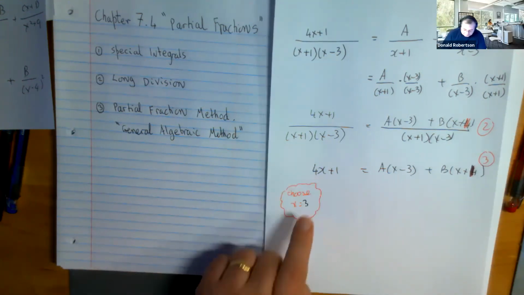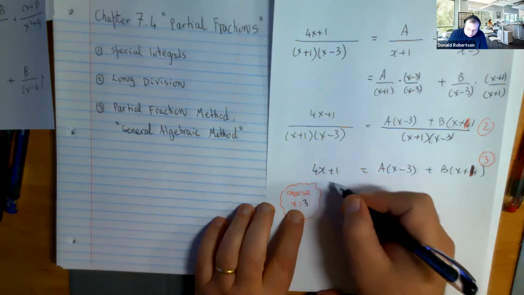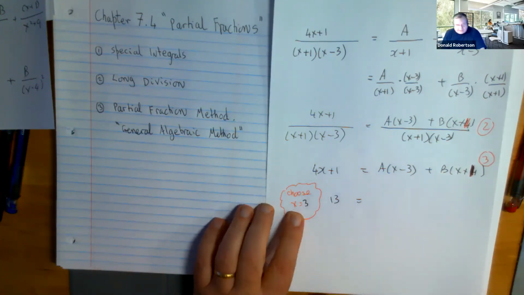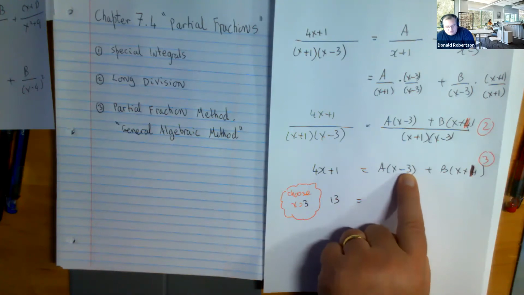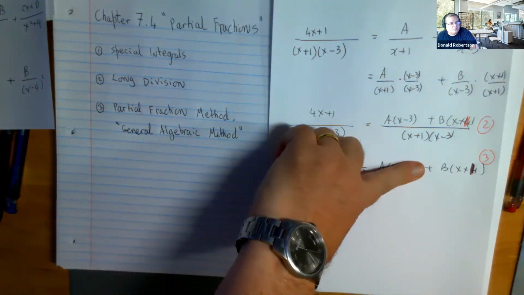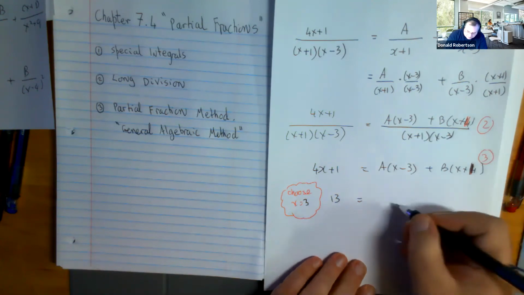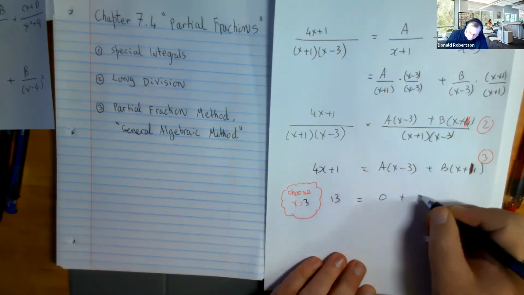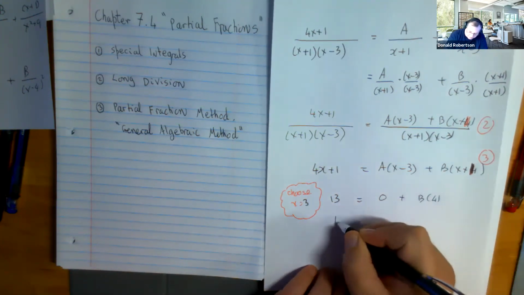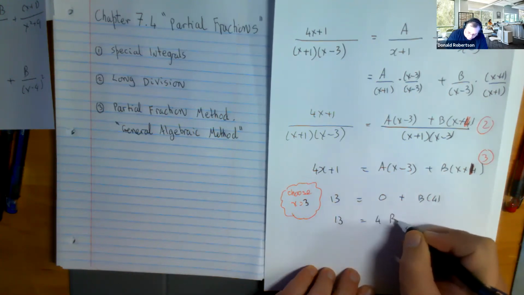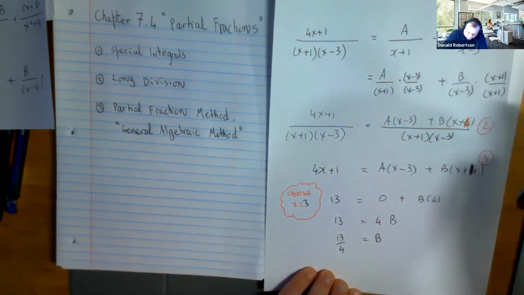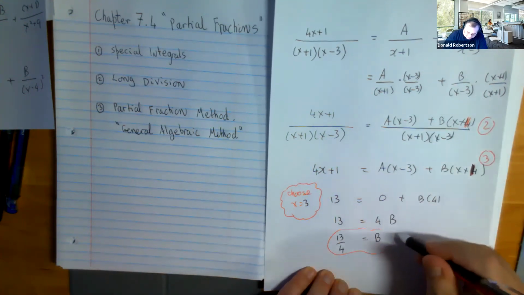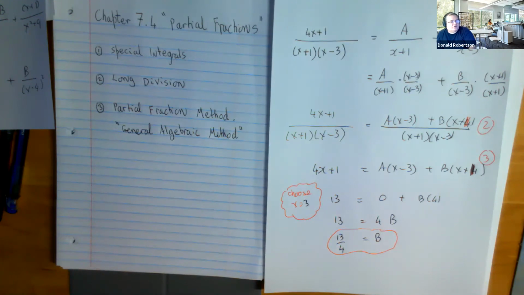Now, if you pick 3, won't that be 4 lots of 3? Won't that be 13? And here's the cool part. What happens if you pick 3 for x? What does this become? 0, which means doesn't that disappear from the problem? And if you plug it in here, what you have then is basically 0 plus b times 4. So that makes 13 equal 4b, which makes b 13 quarters. And you've now discovered one of your two missing answers.